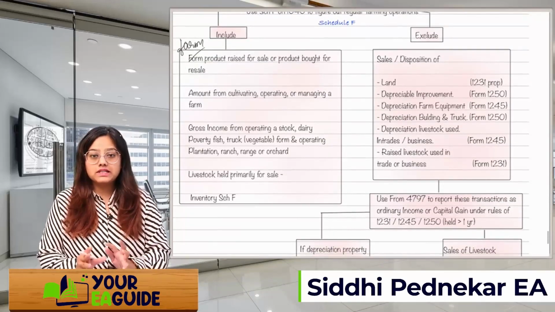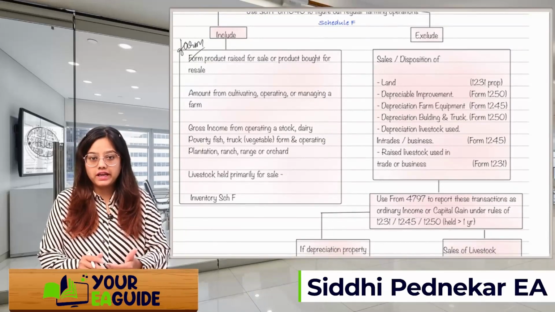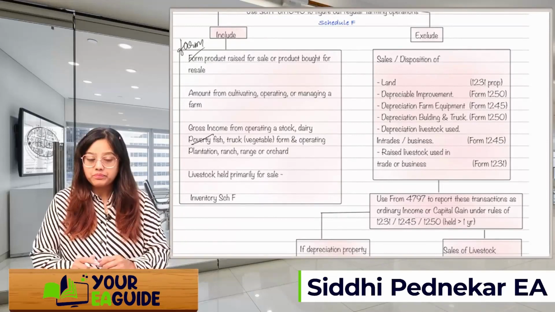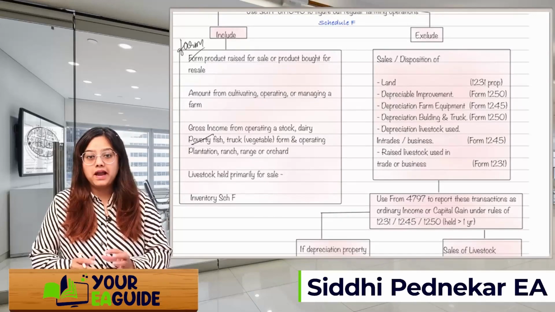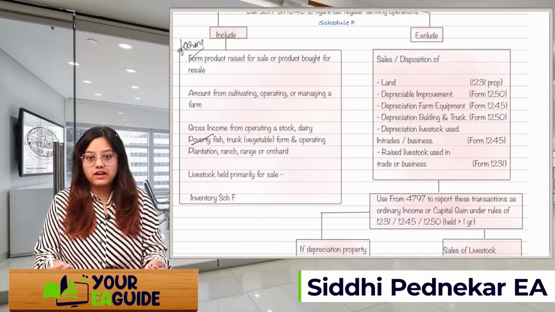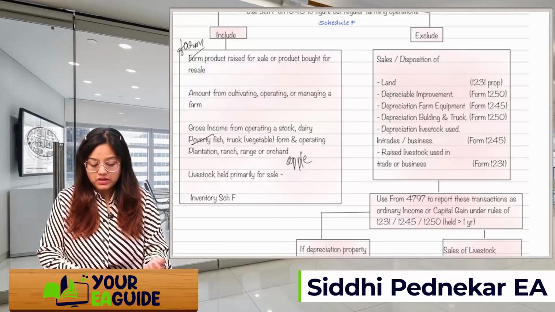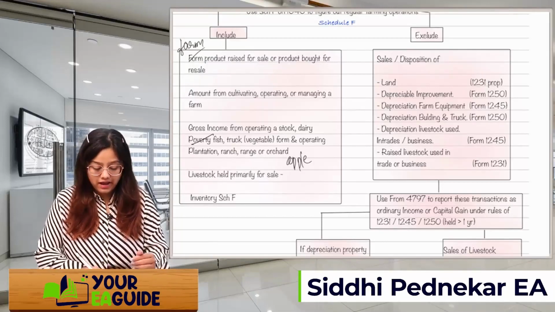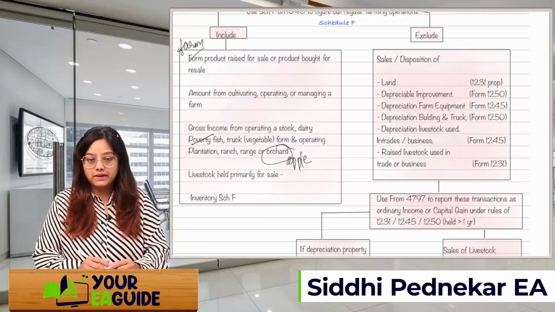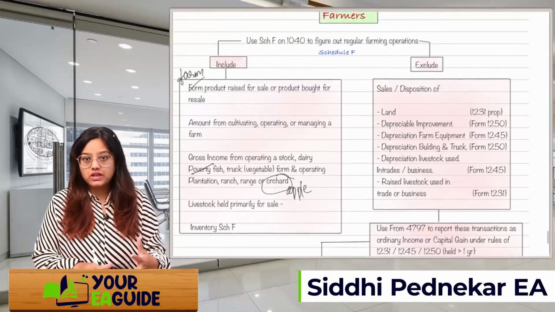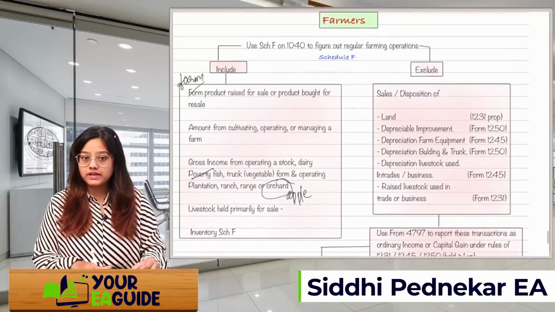Gross income from operating a stock, dairy, poultry, fish or truck farm, right, and from operating a plantation, ranch or orchard. For apples there are orchards. Over there in the US they have a lot of orchards, so through that they have a lot of income. That income they are going to show on Schedule F.